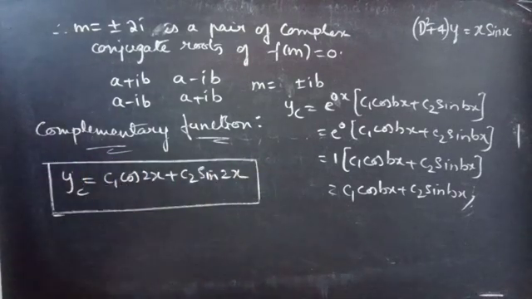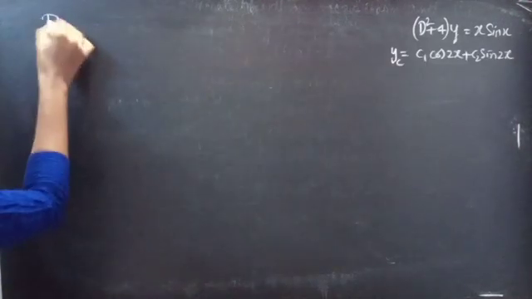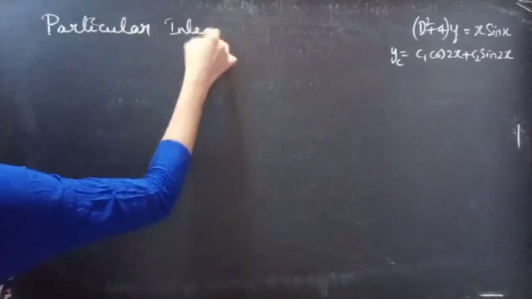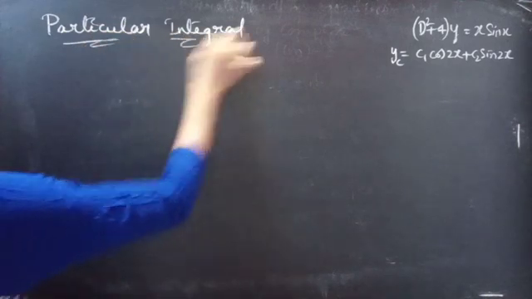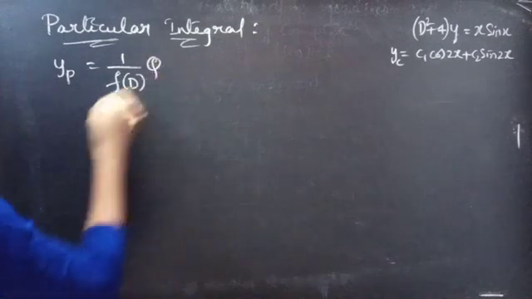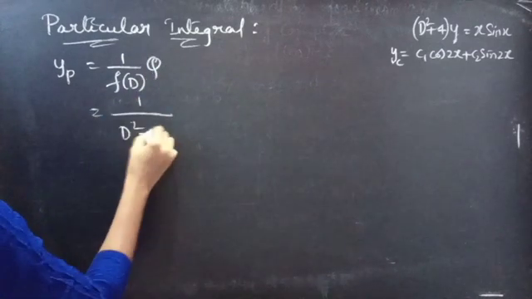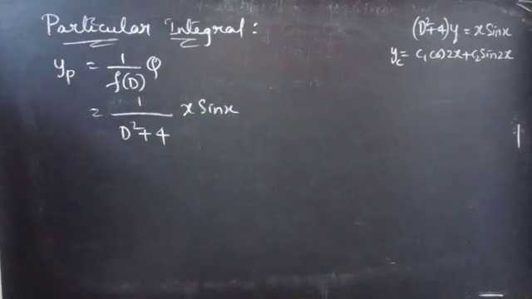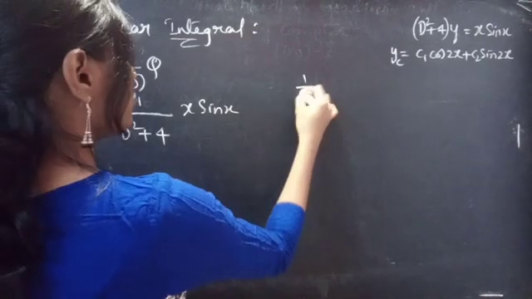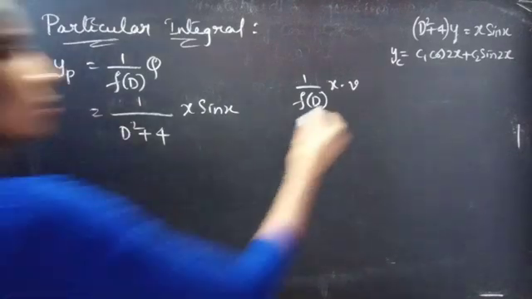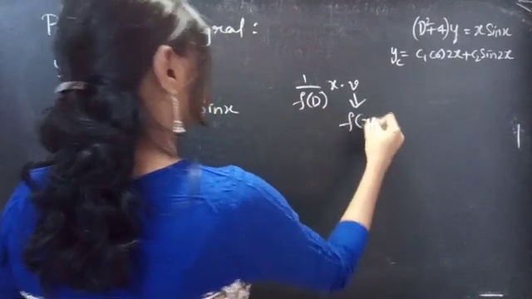Let's find yp. Okay, I'll show you in two ways. Particular integral. We'll find yp using 1/f(D) into Q. We have f(D) and Q. f(D) is D² + 4 and Q is x sin x. Okay. So this is of the form 1/f(D) into x into V, where V is some function of x.